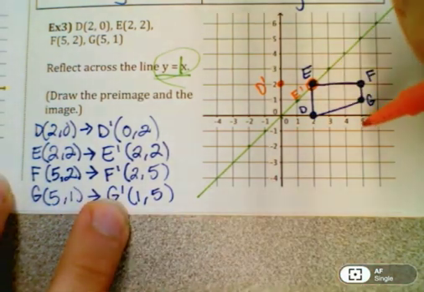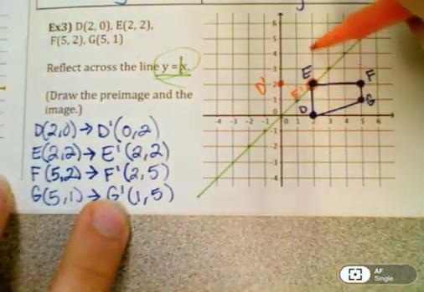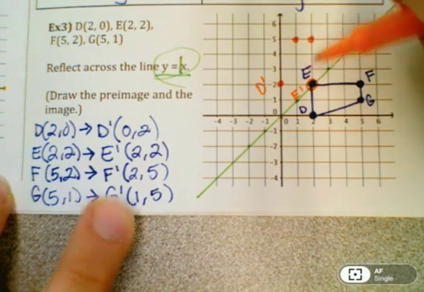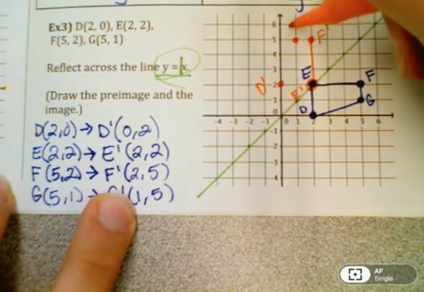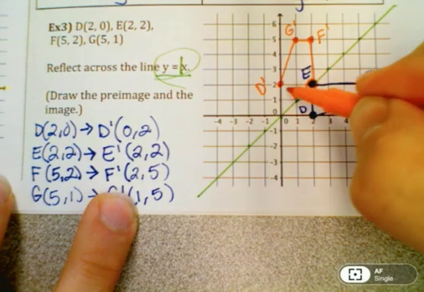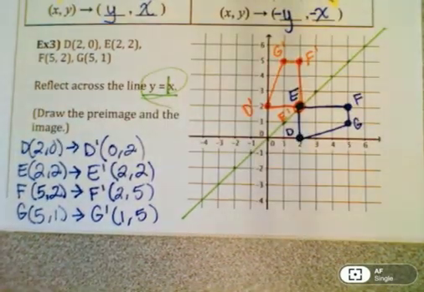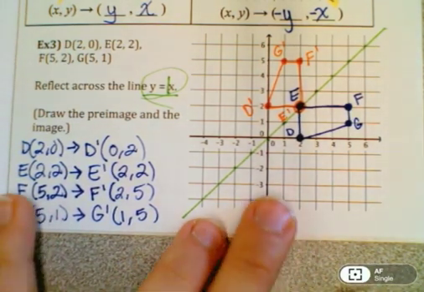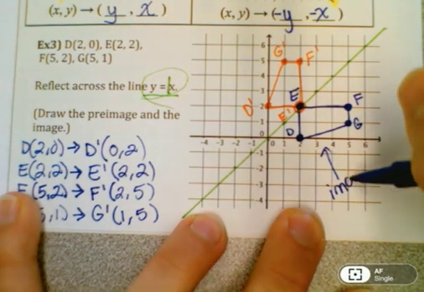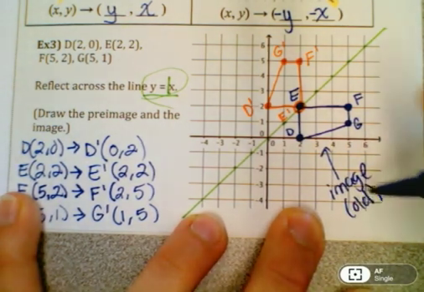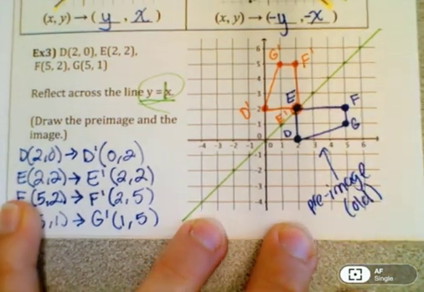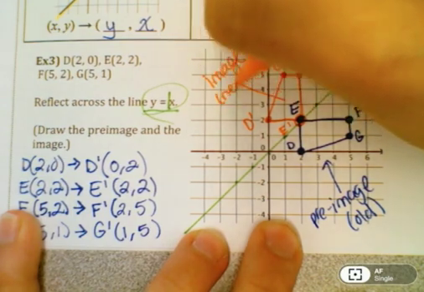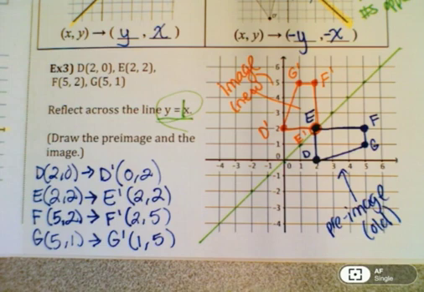F is at 5, 2. Oh, sorry, F prime is at 2, 5. And G prime is at 1, 5. And then we can connect our points and just double check, make sure that this looks like a rigid transformation. In other words, does the shape look like it's the same shape and size? And it does. So this is my image here, which is the original one. Oops, I said that wrong. That's our pre-image. And this is our image, which is the new one. Okay, that's it for today.